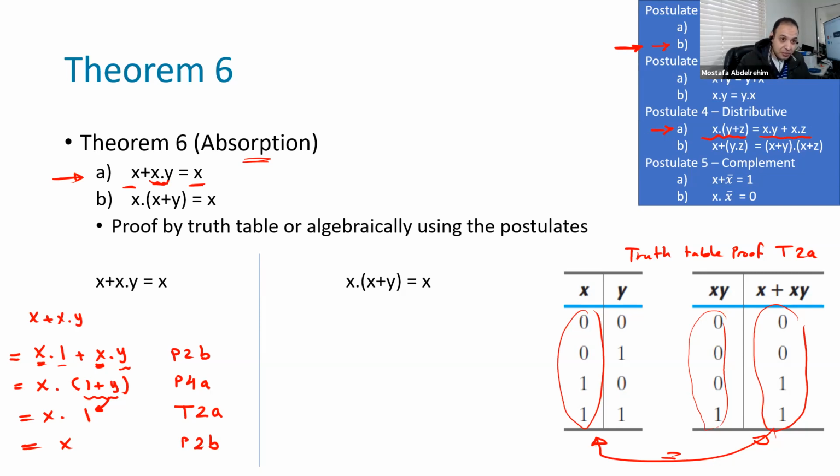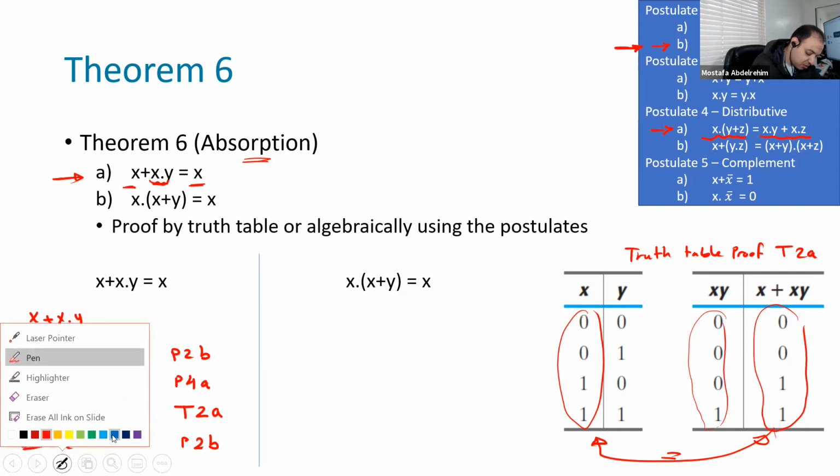Let's now prove the second theorem here, x dot x or y equal to x, just like before where y vanished. So let's do it in another color. Let's go to red here.